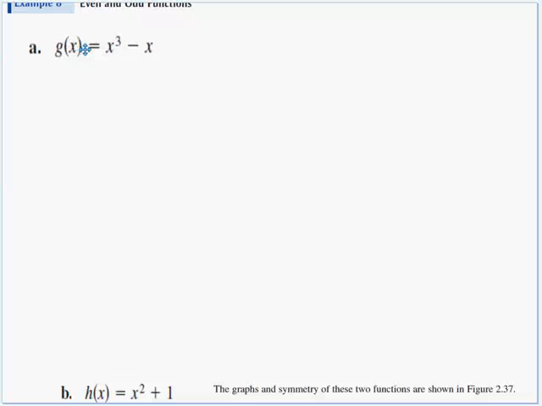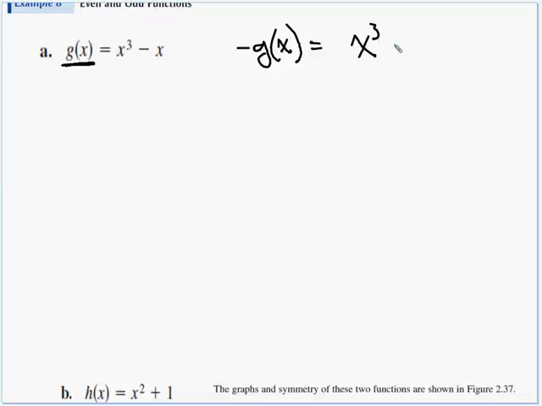When you are testing if a function is even or odd, I always tell my students the first thing to do, if this is g of x, is to find negative g of x. And to find negative g of x, I'm just going to take the exact function as they gave it to us, x cubed minus x, and I'm just going to put a negative out front. Don't forget the parentheses because that will need distributed. So I'm putting a negative in front of this function and parenthesizing it off. So distribute that negative. So now we have negative x cubed plus x.